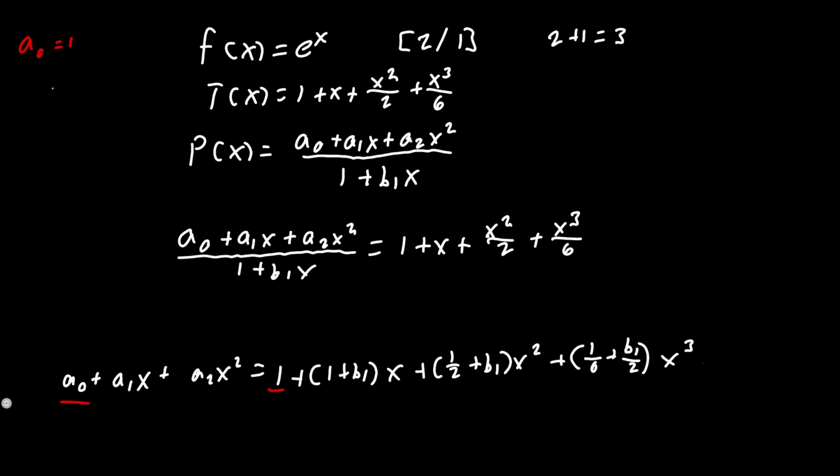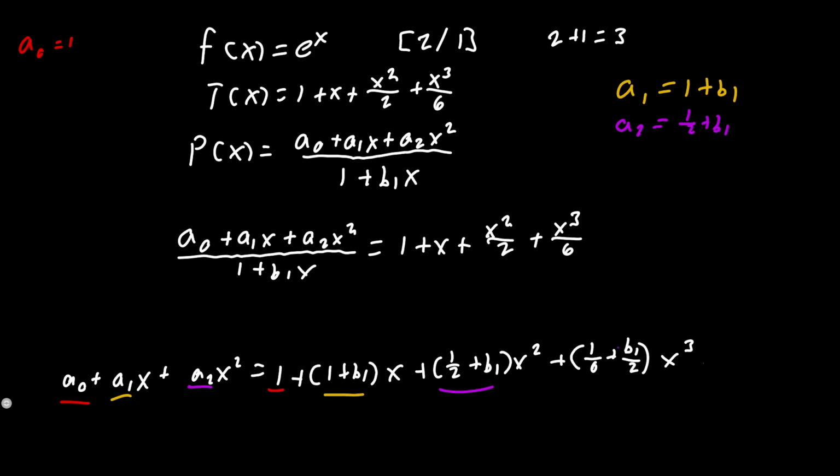And now we have a1 and 1 plus b1. So that is an equation we could set up. So we have a1 is equal to 1 plus b1. And we also have 1/2 plus b1. So we have 1/2 plus b1 is equal to a2. So we have this equation right here.